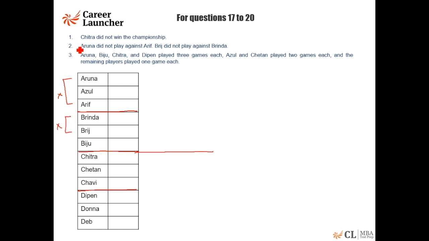Aruna, Biju, Chitra, and Deepen. Aruna played 3 games. Biju played 3 games. Chitra played 3 games, and Deepen played 3 games. Okay. Azul and Chetan played 2 games each. And the remaining players played 1 game each. Okay. Who will come out here?